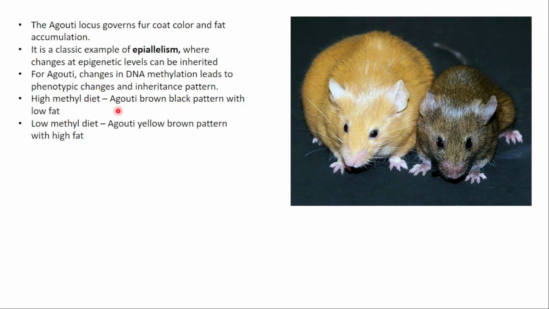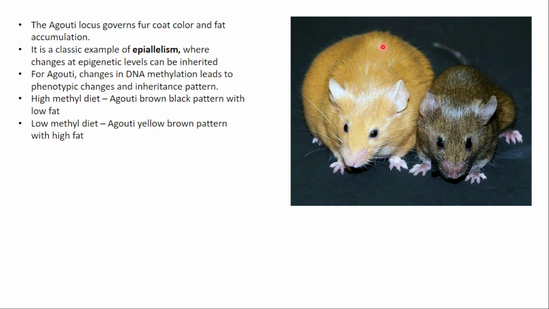And what is a phenotypic change? When the agouti locus is highly methylated, it will produce a low fat, dark colored, black brown mouse. When the agouti locus is epigenetically lowly methylated, it will form a fat mouse with yellow brown color. So what is observed when a pregnant agouti mother is fed a high methyl diet is that it will give an agouti brown black pattern with low fat. So this kind of progeny.